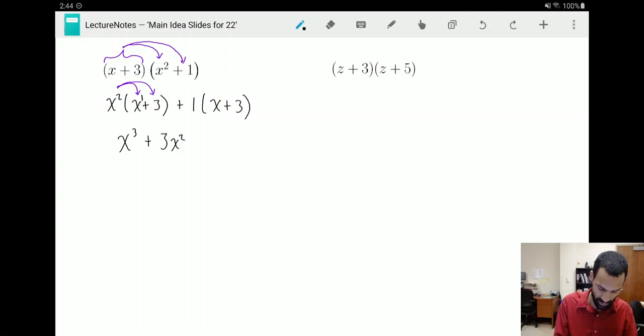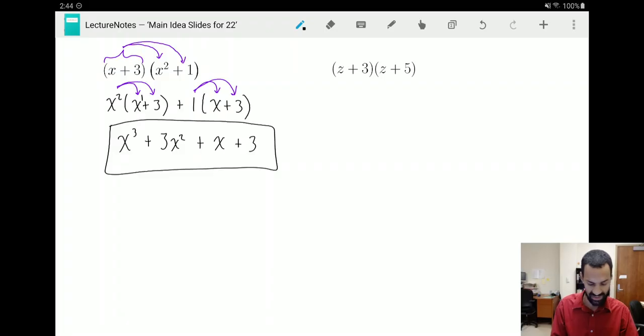Okay, now we're going to distribute this 1. 1 times x is 1x. You don't usually put the 1 in front because you know you have 1x if you write it. And then 1 times 3, that's the easiest question we've had so far. That's just 3. So we have x to the third power plus 3x squared plus x plus 3.